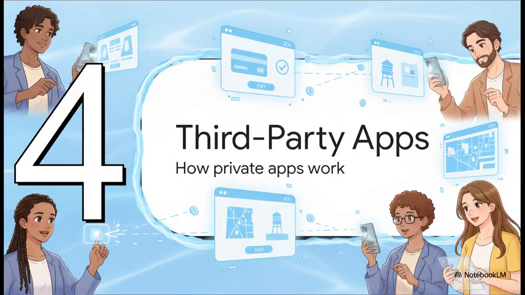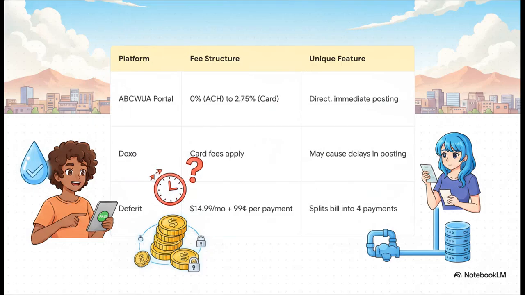On to Section 4, third-party payment apps. A growing segment of consumers are changing the way they pay, and it is something you need to be highly aware of. So, we're seeing a lot of folks using third-party aggregators to manage their bills. Platforms like Doxo or Deferit do offer some unique features. For example, Deferit actually allows you to split your bill into 4 interest-free payments. Sounds great, right? But remember, they operate totally outside the official municipal network.